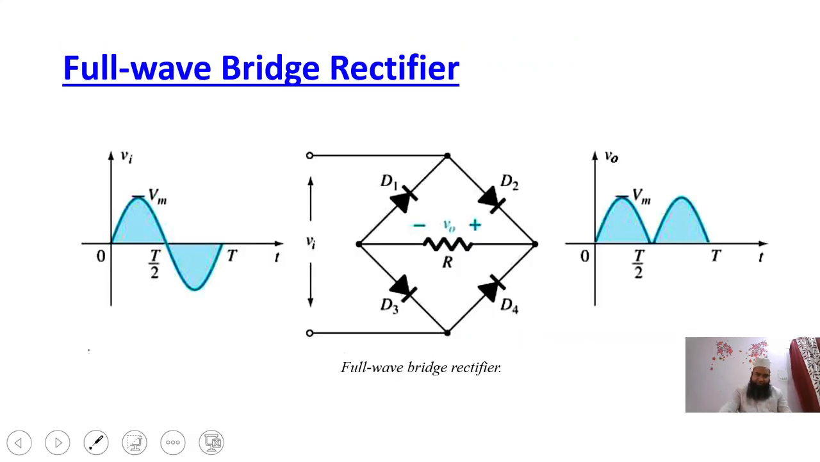The second type of rectifier is the full wave bridge rectifier. This type of connection, which has 4 arms, is called a bridge. In this rectifier, 4 diodes D1, D2, D3, D4 are used, and it converts both the positive cycle and negative cycle of the input voltage into DC. That's why it is called a full wave bridge rectifier. It is called a bridge due to the construction of its bridge circuit.